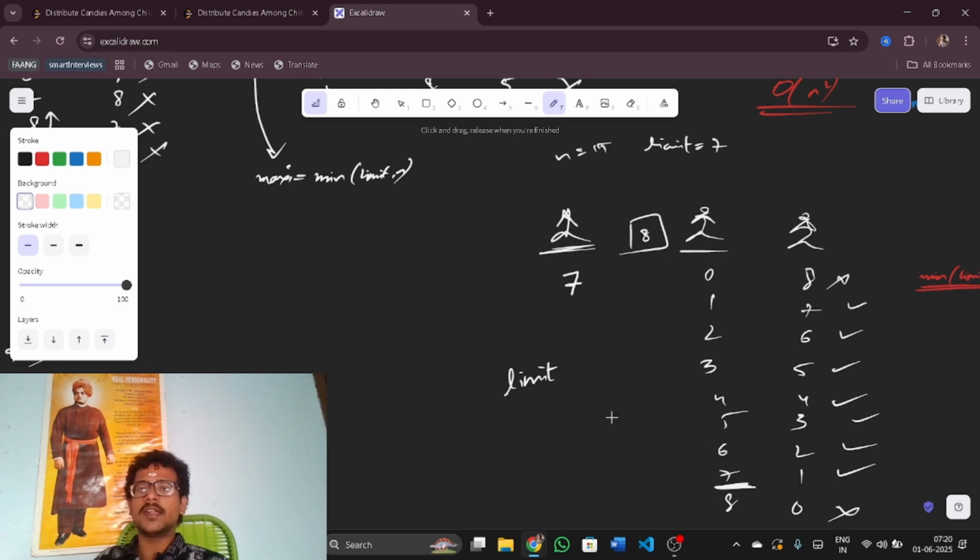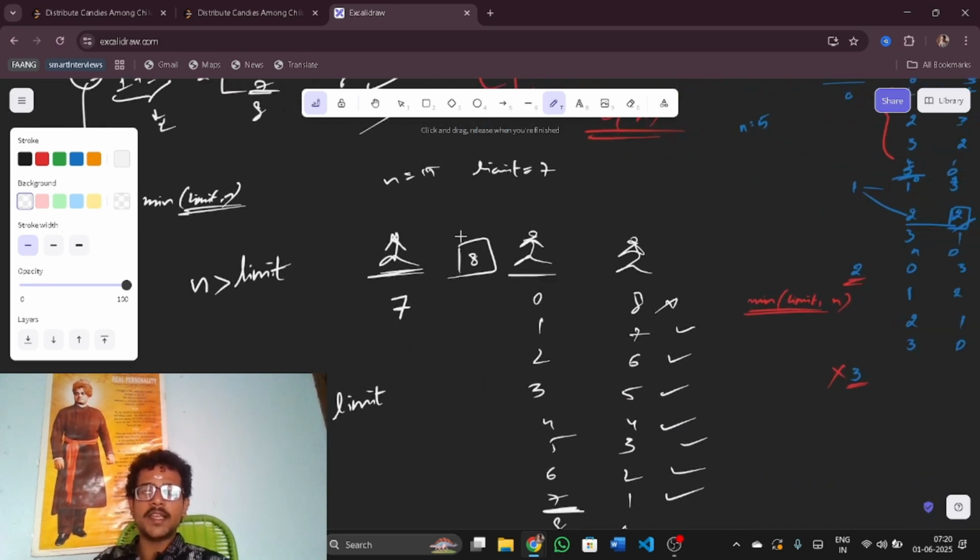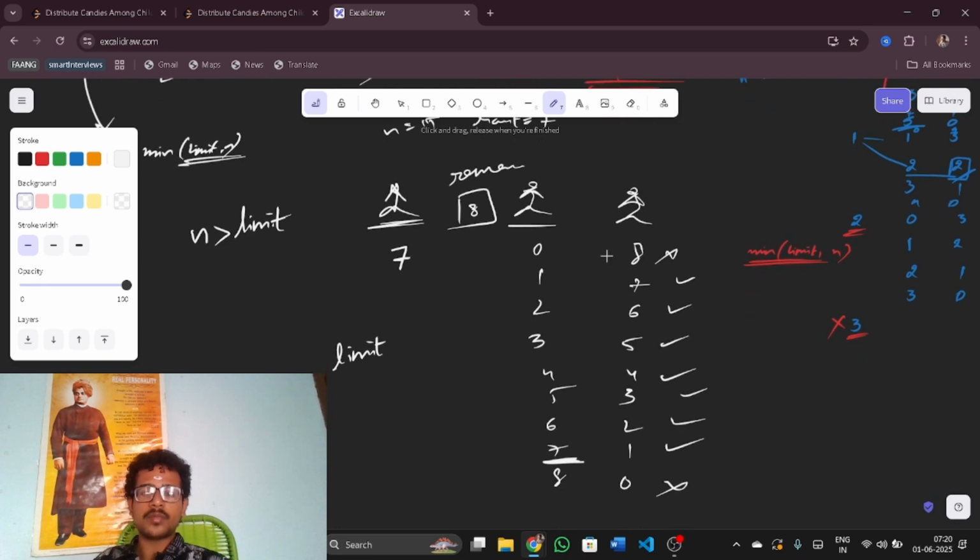I can also get that n can be greater than limit. That's why I wrote the minimum of limit comma n. So this number is maxi. What is this number? 6. If you see, this is 6, and 7 minus 6 plus 1 will be our answer. But what is this 6? If you see, 8 is the remaining number of candies. Now I got 7. 7 is nothing but the maxi. Maxi is the minimum of n comma limit, and limit is 7. Now I got to get 1.